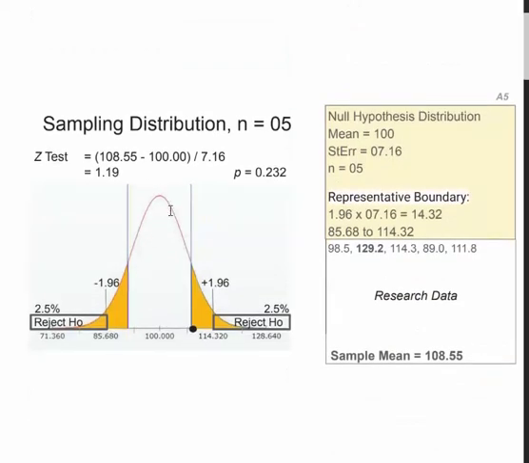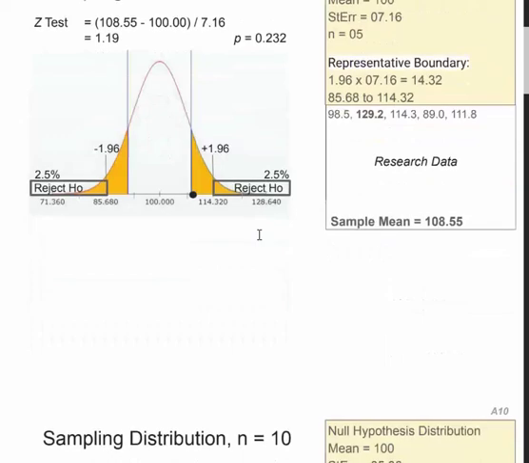For a sample size of 5, again, our sample mean is not in the reject zone. The z-test is 1.19. That's certainly not at 1.96. Our probability is 0.232. It's not 0.05 or less. So by all three of those criteria, we're going to retain the null. So that would be a correct decision.